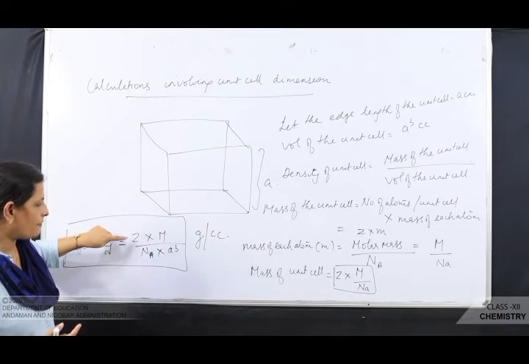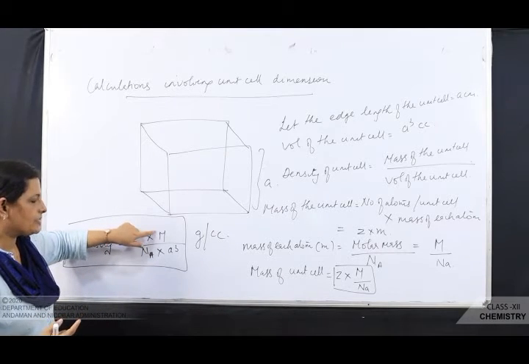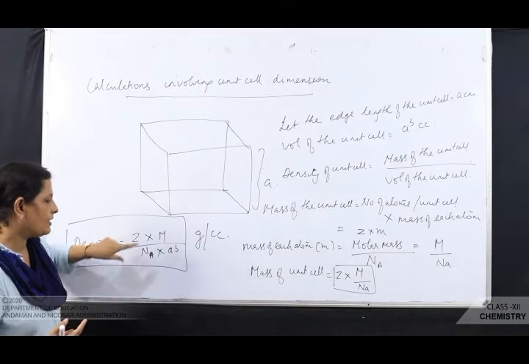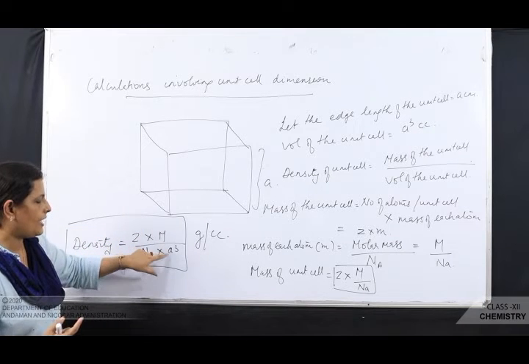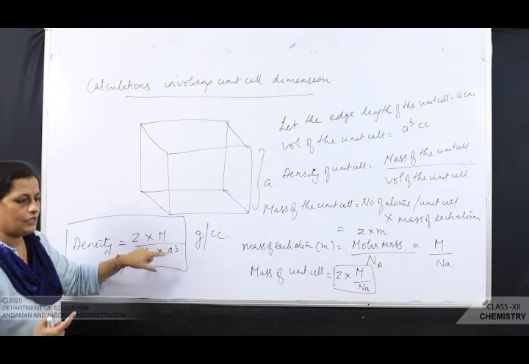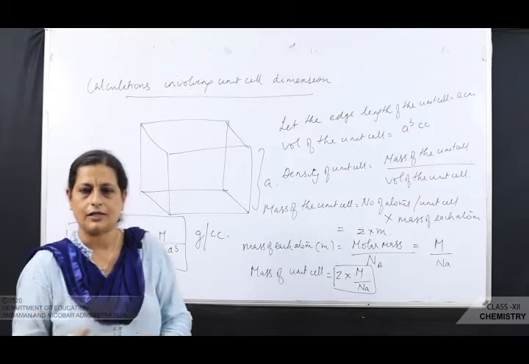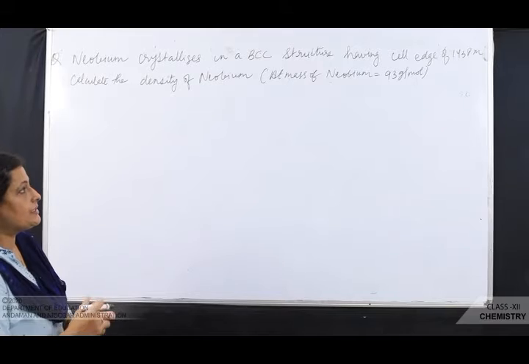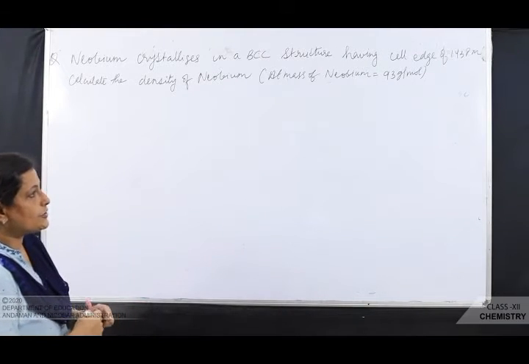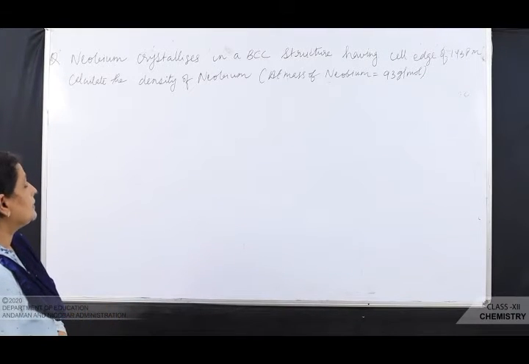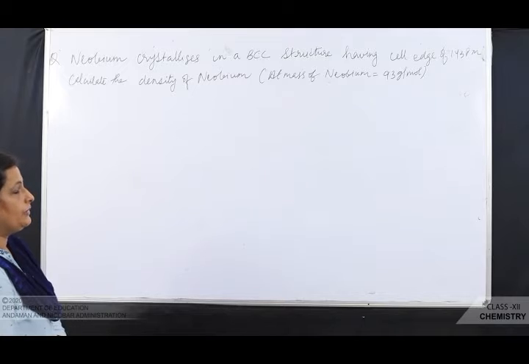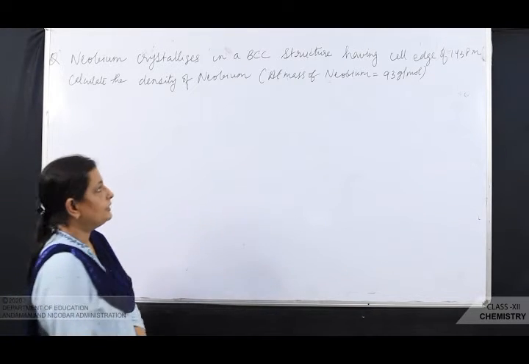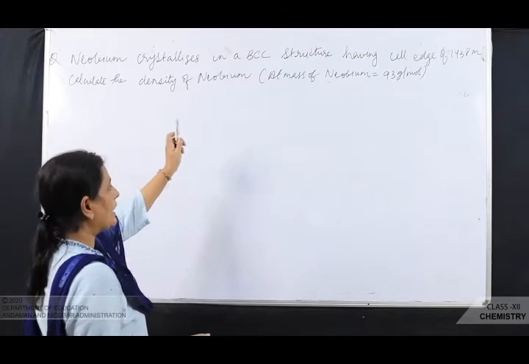Z is number of atoms per unit cell, M is the molar mass or atomic mass, Na is Avogadro number, A represents edge length. So, using this we will do some numericals. Now, this question is, niobium crystallizes in a BCC structure having cell edge of 143 picometer. Calculate the density of niobium. Atomic mass of niobium is given as 93 gram per mole. So you have to calculate the density.